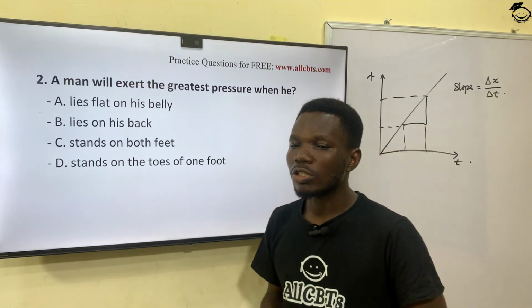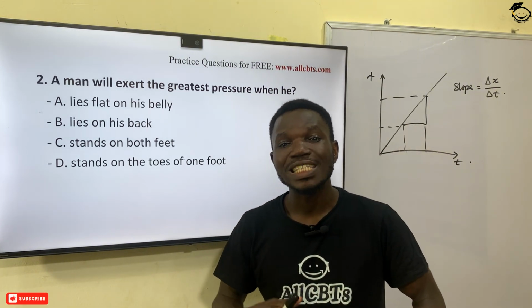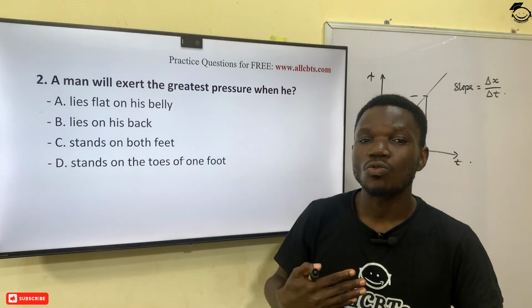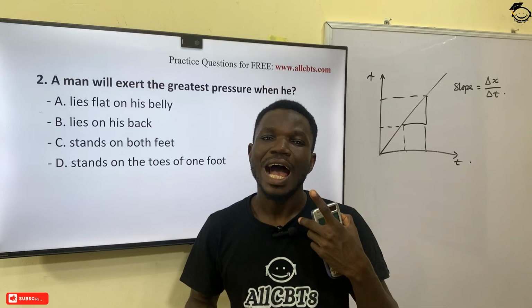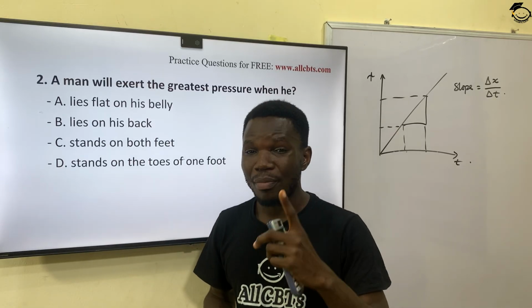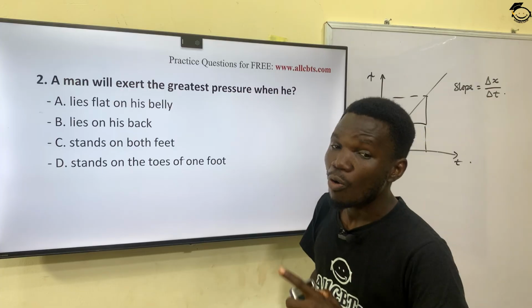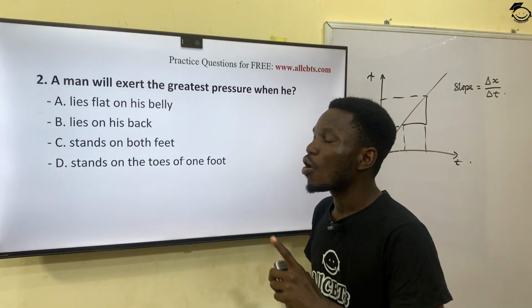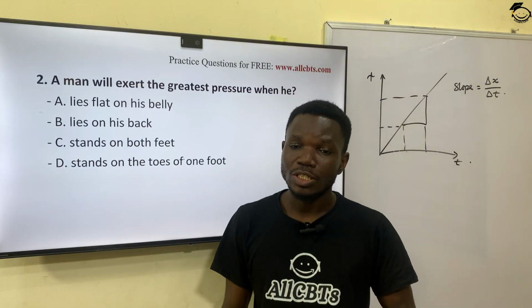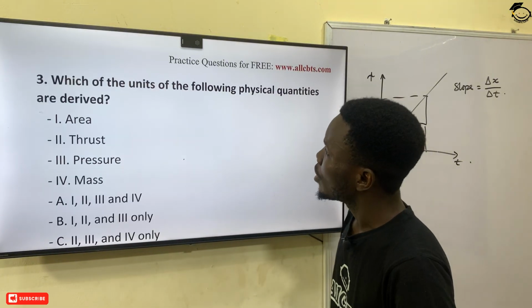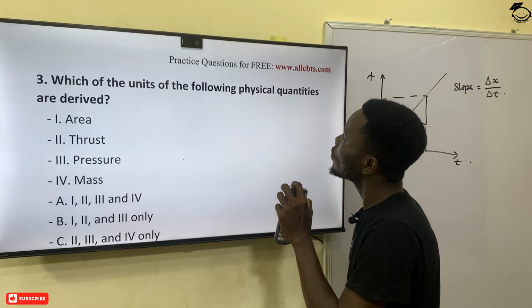Now, when you stand on the toes of one foot, the entire weight of the man is concentrated on that toe, making it have higher pressure. So a man will exert the greatest pressure when he is standing on the toes of one foot, which is option D.